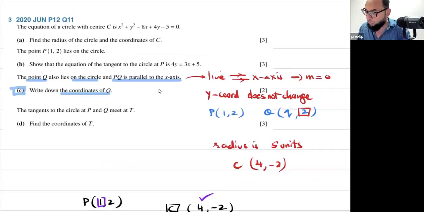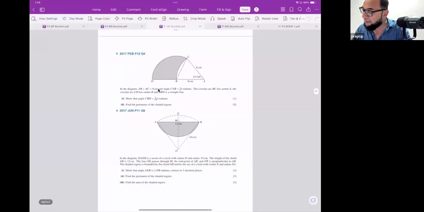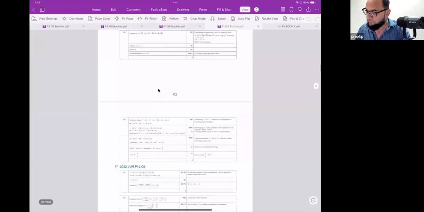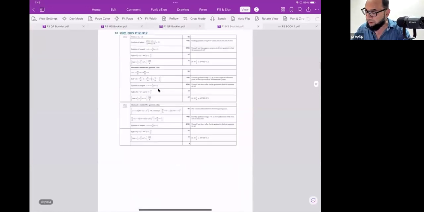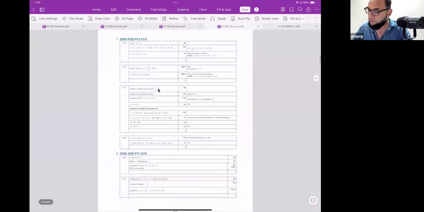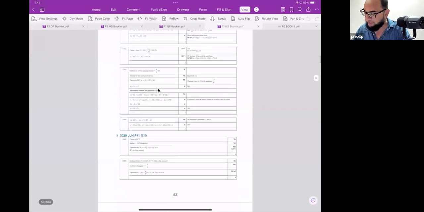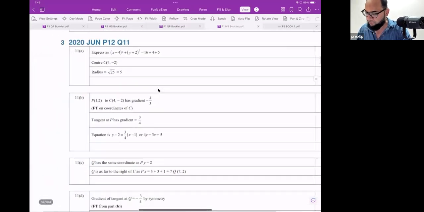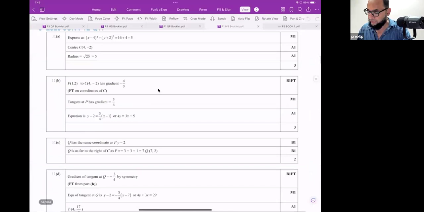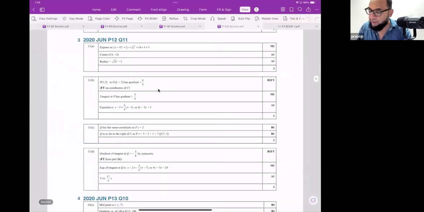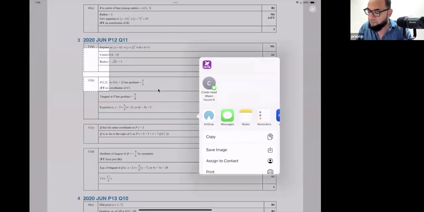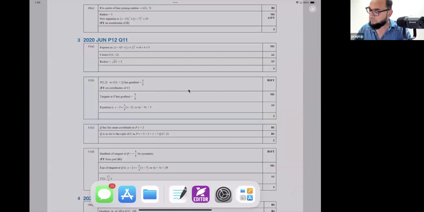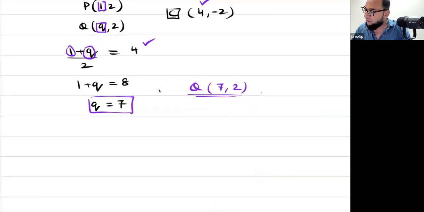Now I also want to have a look at the answer booklet. This is circle, and it's not circular measure, it's circle equation. So which question is this? I think question number 3. It looks like this one. Yeah, that's the one. Let me just paste the whole thing over there. Okay, let me add a page.